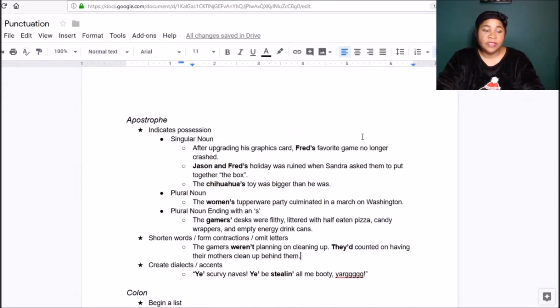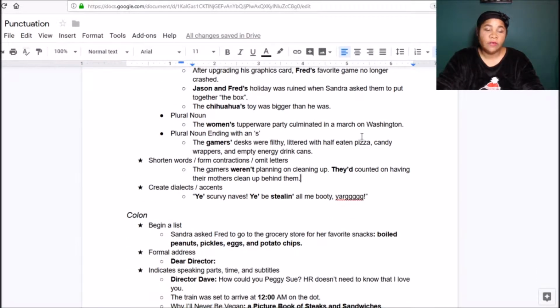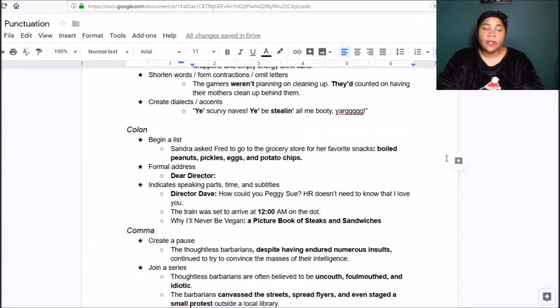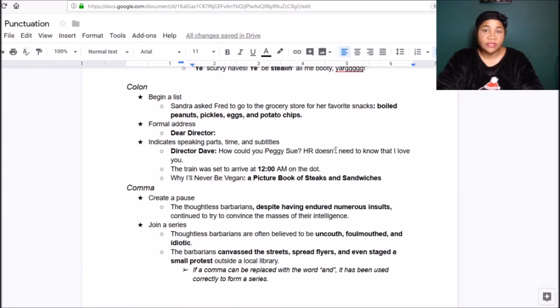Apostrophes can be used to shorten words and form contractions. Also, it can be used to omit letters. And it can be used to create dialects and accents. A colon can be used to begin a list. In this example, Sandra asked Fred to go to the grocery store for her favorite snacks: peanuts, pickles, eggs, and potato chips. A colon is also used in a formal address, dear director, indicating speech parts, time, and subtitles.